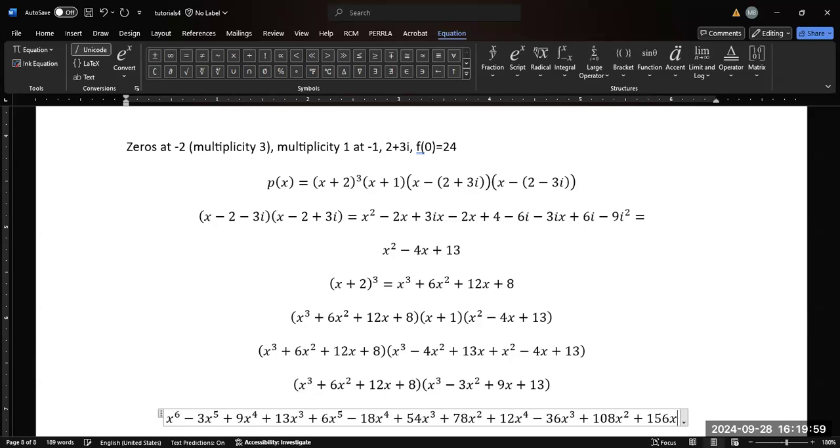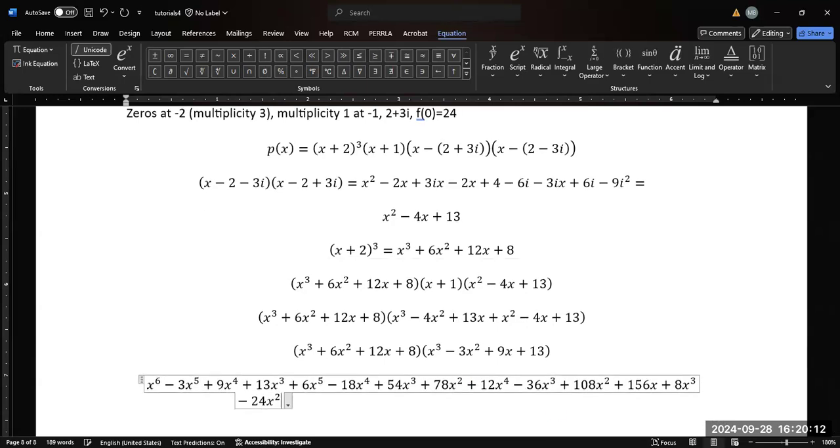This is why we usually don't multiply it out all the time, all the way. And then 8x cubed minus 24x squared plus 72x, and 8 times 13 is 104.